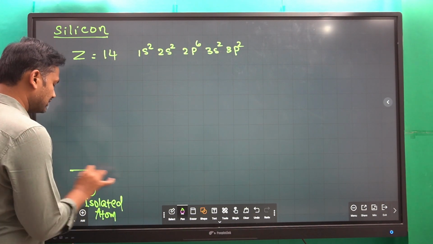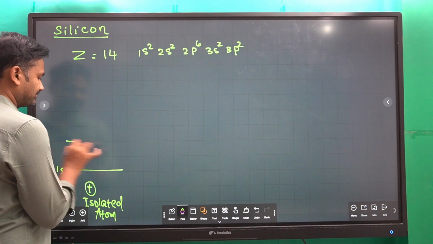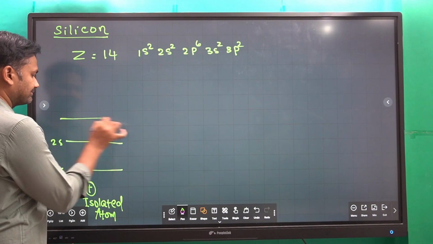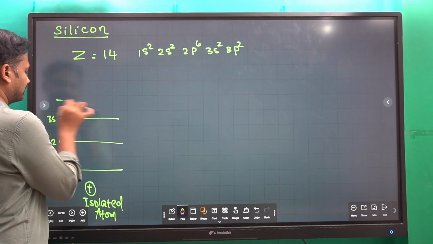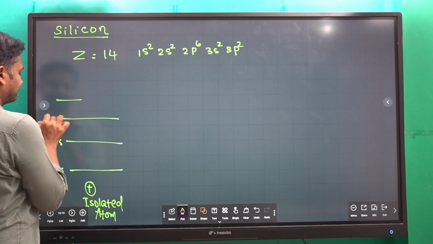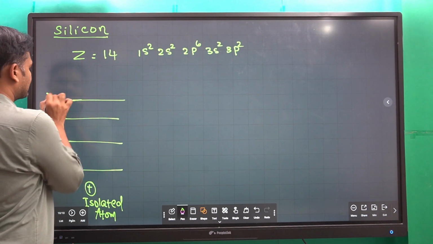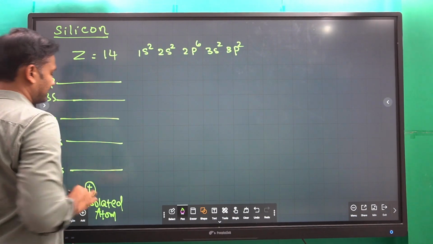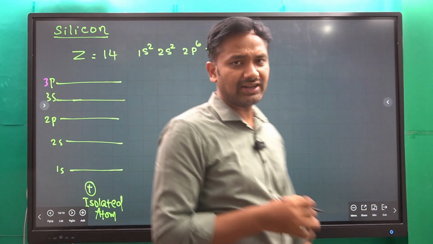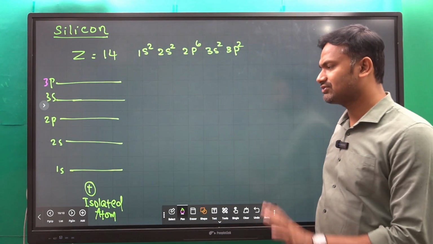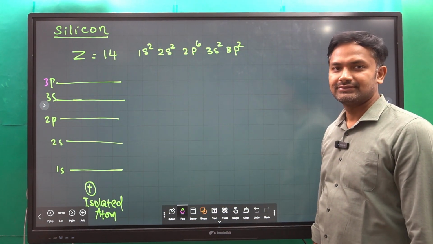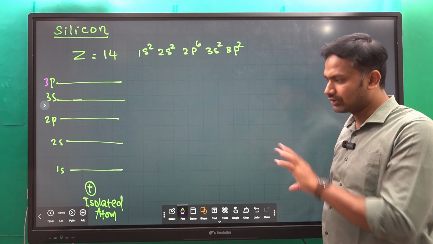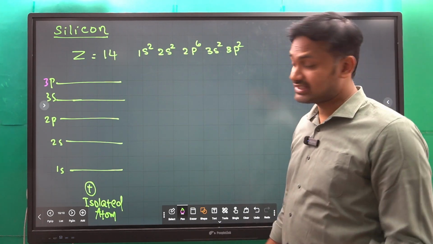So what is the energy? 1s, 2s, 3s, 2p, 3s, 3p. So in the isolated atom we will be having all these in this format, right?